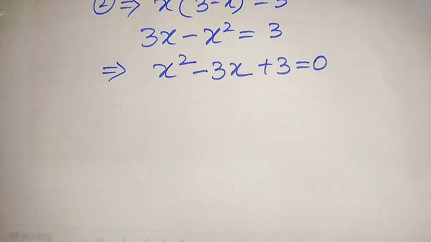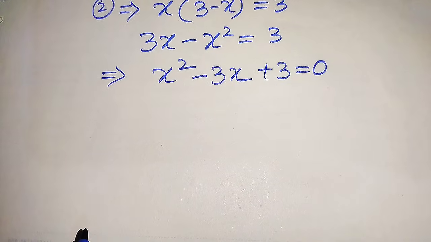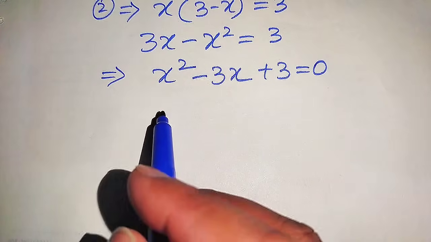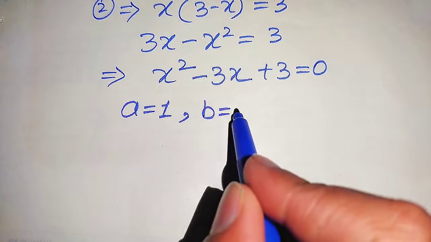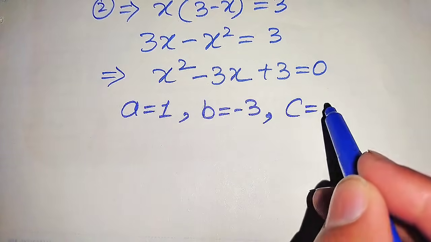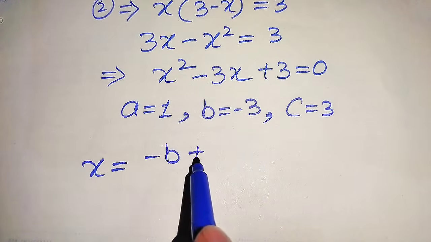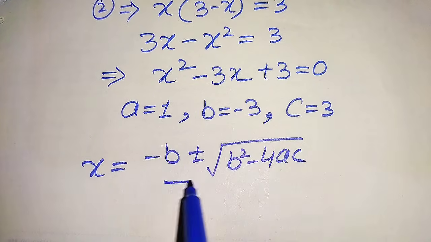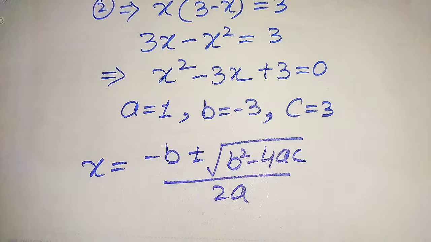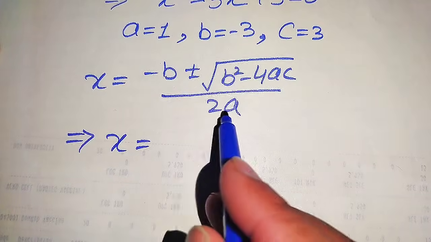Now in the next step you see that this equation is a quadratic equation in the x variable, so we use the quadratic formula to solve it. For this we need to write the coefficients of this equation: a equals 1, b equals minus 3, and c equals plus 3. We state the quadratic formula as x equals minus b plus minus square root of b square minus 4ac, divided by 2a. So we substitute all the values of a, b and c in this formula.